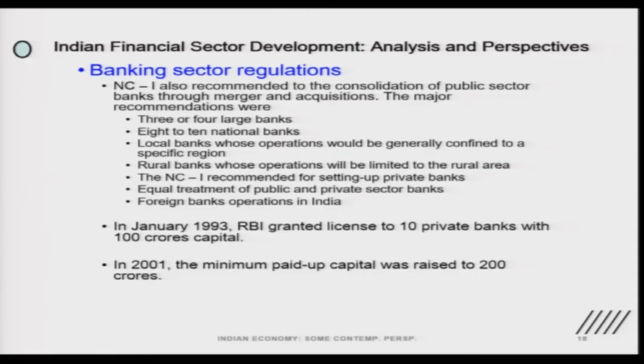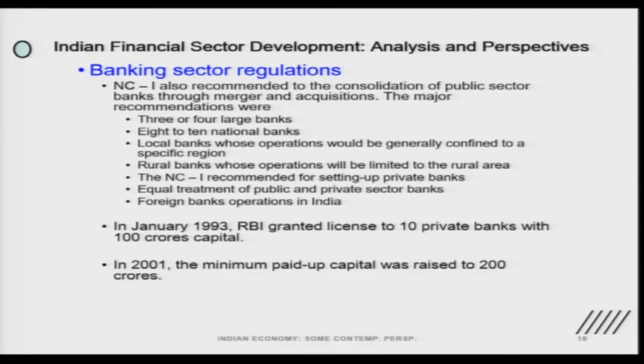Local banks whose operations would be generally confined to a specific region. Then there is a recommendation for rural banks on the pattern of regional rural banks, RRBs. So, it was also recommended that it should be limited to rural areas. Then the Narasimhan committee one also recommended setting up private banks. So, there should be scope for private banks to participate, and there will be equal treatment. So, there should not be any kind of discrimination between public and private banks, especially in terms of regulations.